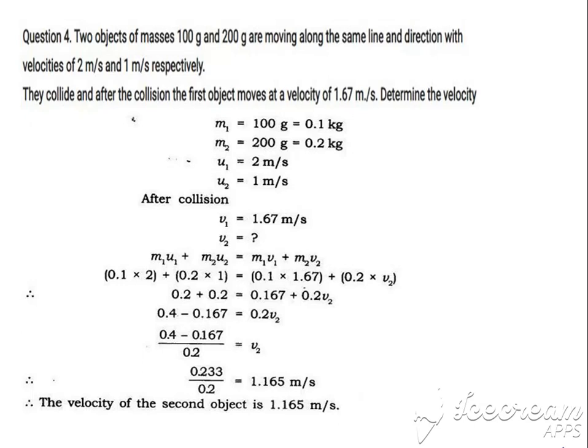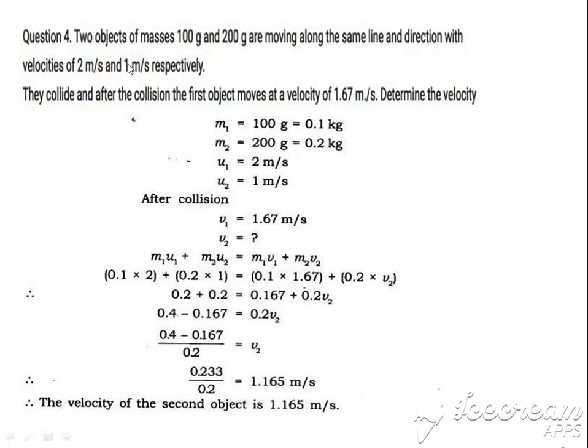Now the most important point that you have to remember while doing such numericals. See, if you look at the direction, moving along the same line and direction, they are moving in the same direction. When they are moving in the same direction, then the speeds would be positive. For example, here 2 meter per second and 1 meter per second. But if they are traveling in opposite directions, then in that case you will take one speed positive and the other speed negative.